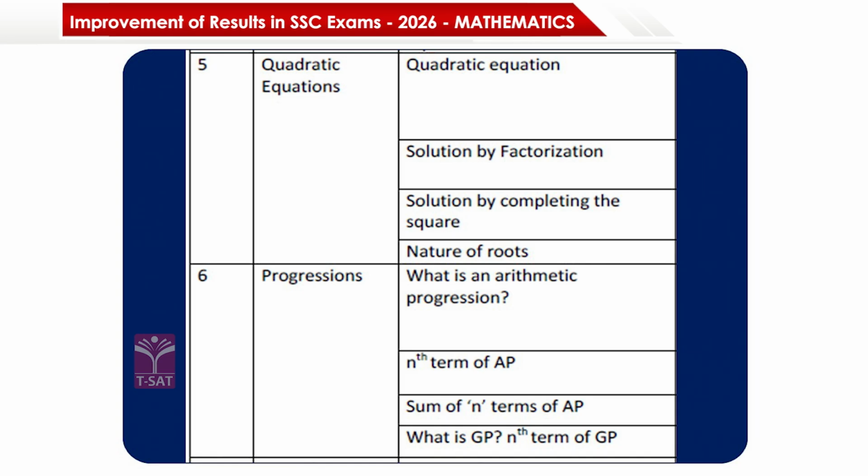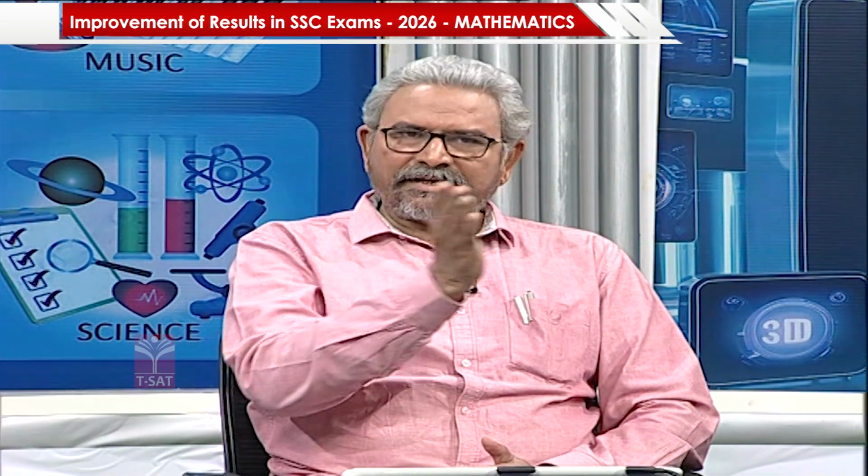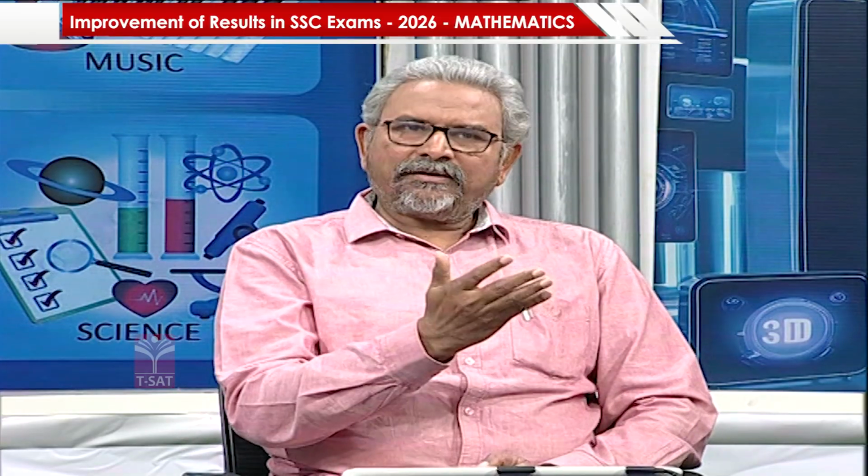And also the most major area is the nature of the roots. The nature of the roots can be determined with the help of the discriminant. For the quadratic equation ax square plus bx plus c is equal to 0, where a is not equal to 0, the discriminant D is equal to b square minus 4ac. So the student is supposed to find out the value of D.